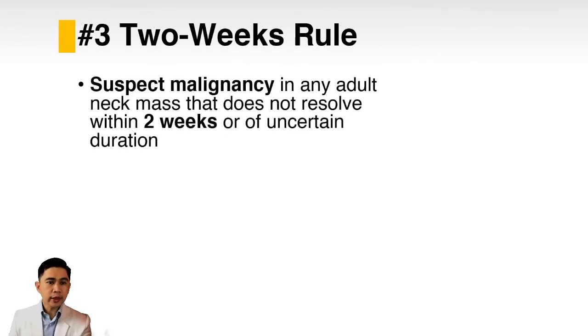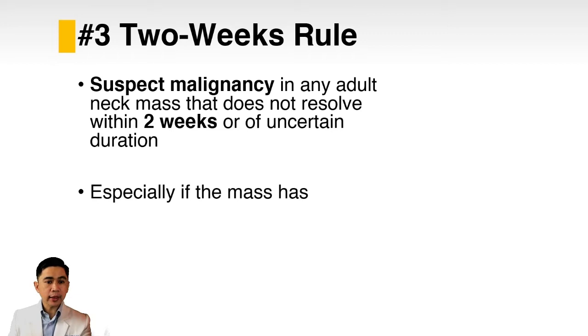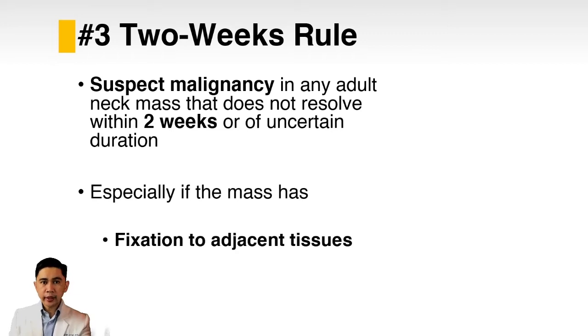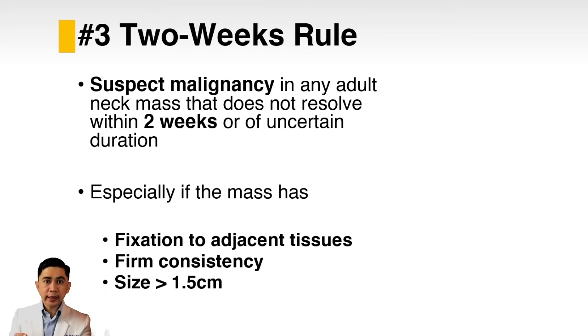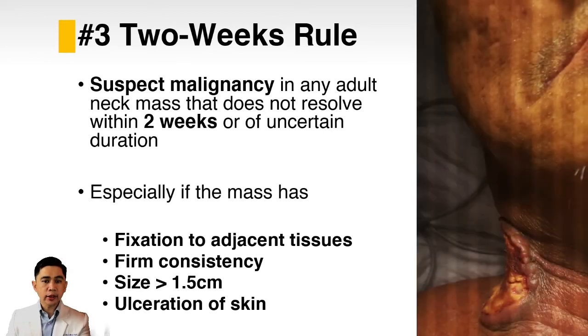Suspect malignancy in any adult neck mass that does not resolve within 2 weeks or of uncertain duration, especially if the mass has the following characteristics. It is fixated to adjacent tissue, it has a firm consistency, it has a size of 1.5 centimeters, and it has already ulceration of the overlying skin. Take a look at this example. So we have a neck mass which already ulcerated the skin, and it is more than 1.5 cm. This is an ulcerated neck node.